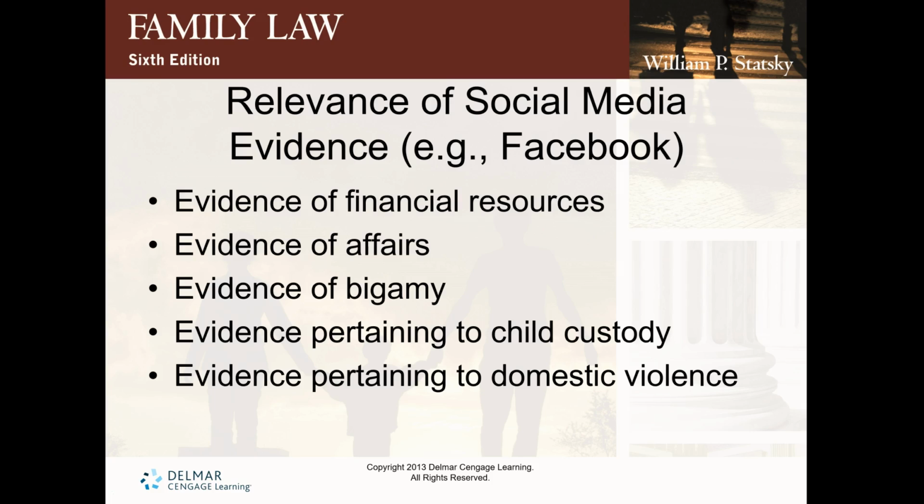Evidence pertaining to child custody, if somebody states that they don't smoke or they don't drink and therefore they're providing a safe and healthy environment for the child, could be proven wrong if there's evidence of them on Facebook or Instagram of smoking marijuana or getting drunk and going to bars. Also, evidence pertaining to domestic violence. They could even look at comments. If there's any foul language, that could also be considered relevant evidence pertaining to domestic violence.